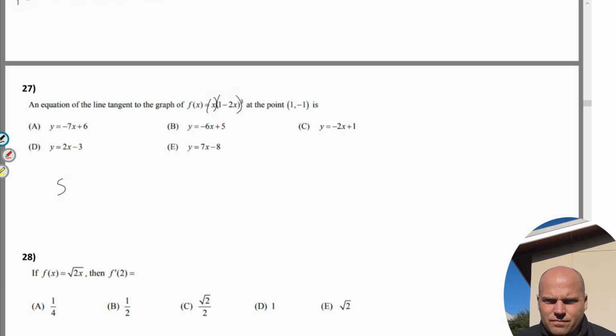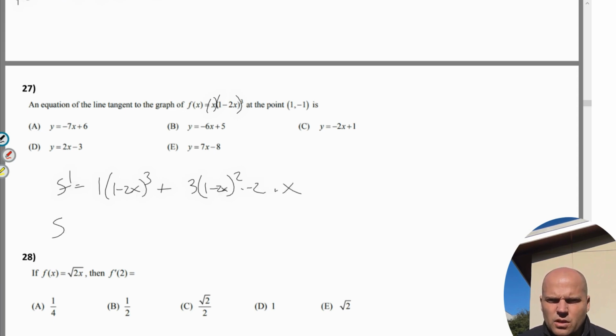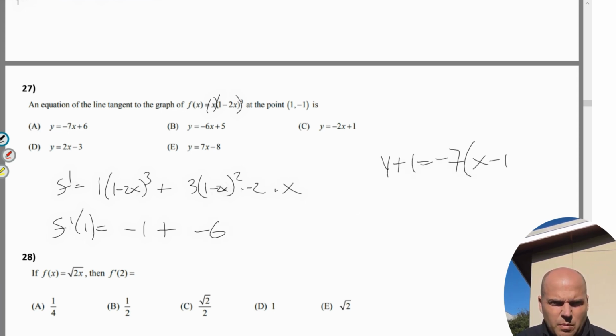Cool. Thanks for giving me the point, guys. It's a product and a chain. Multiple rules. Slopes of the first times the second, plus the slopes of the second, O and I it if you need to, times the first. Plugging in 1, I'll get negative 1 plus negative 6, which is negative 7. So I got y plus 1 equals negative 7, x minus 1. It's got to be this. Let's just double check.